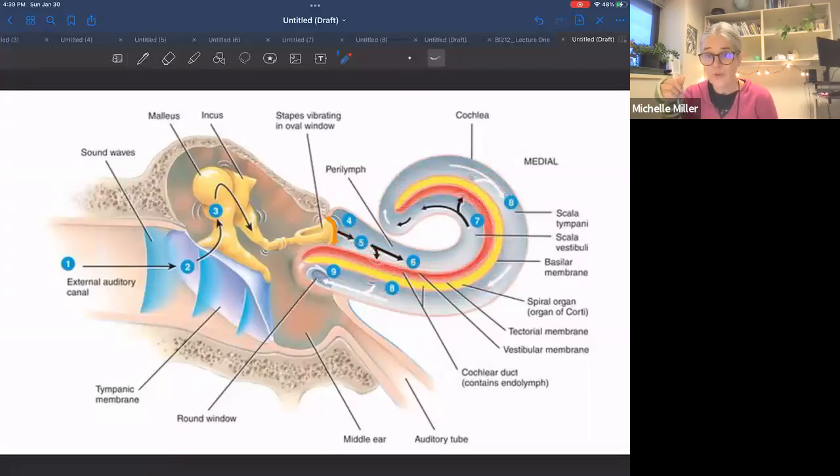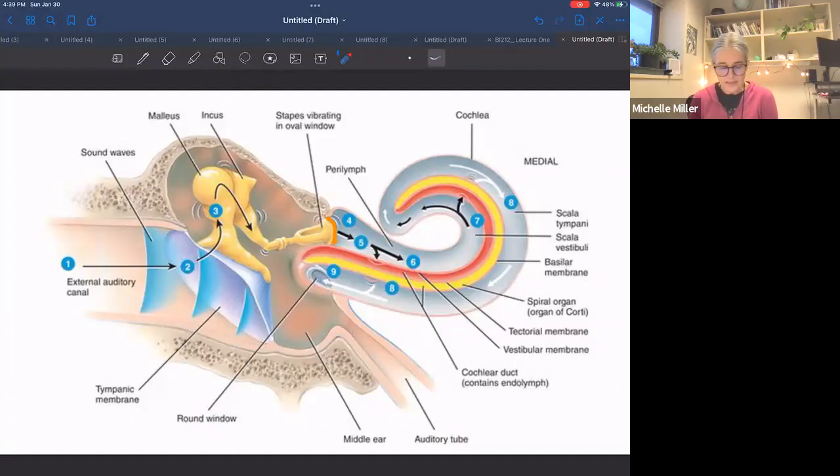Otherwise, because this is fluid filled, if there was not a way for the sound waves to exit, and this is just a thin membrane that vibrates, then you wouldn't be able to displace any of the fluid. And so it would not be able to transmit sound waves into this inner ear, into the cochlea. So that round window is actually kind of important.